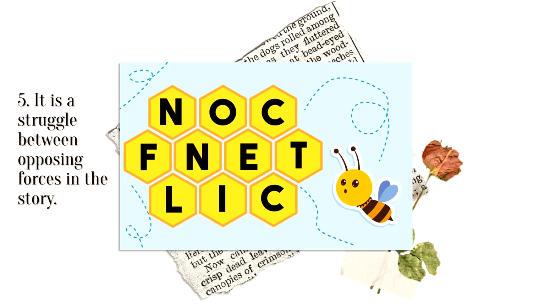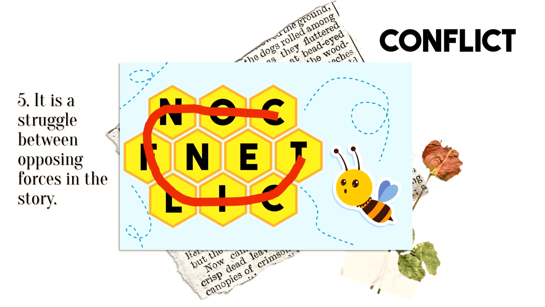Lastly, number 5, it is a struggle or problem between opposing forces in the story. The answer is conflict. So this conflict is whatever the main character is trying to solve or achieve in the story.